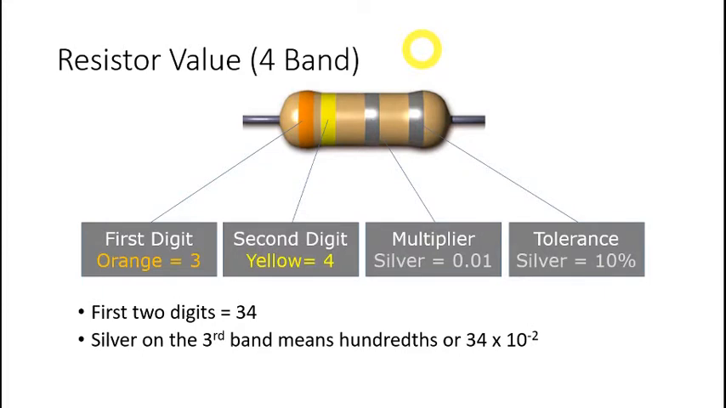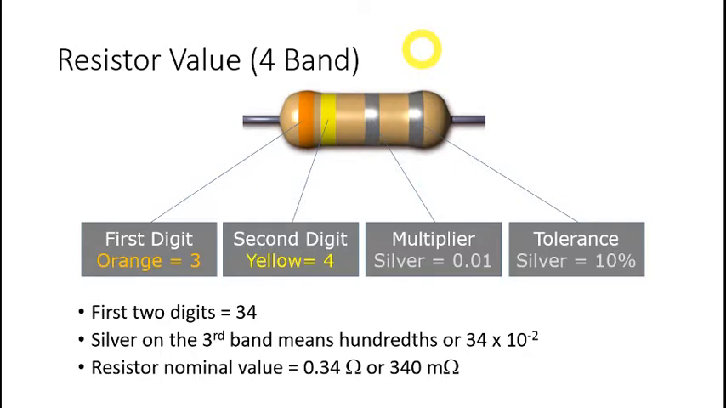So my first two digits are 34, and my silver band on the third position means that I'm talking about hundredths. So that would be 34 times 10 to the negative 2, or just moving the decimal place over 2 positions to the left. So that would give me a resistance value of 0.34 ohms, or you could even write that in engineering notation as 340 milliohms. This again is a very rare resistor. That is a very low ohms resistor, and normally they're of higher resistance, but it is important that you could run across this in the field.